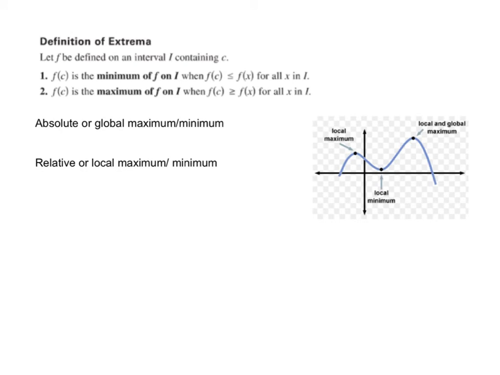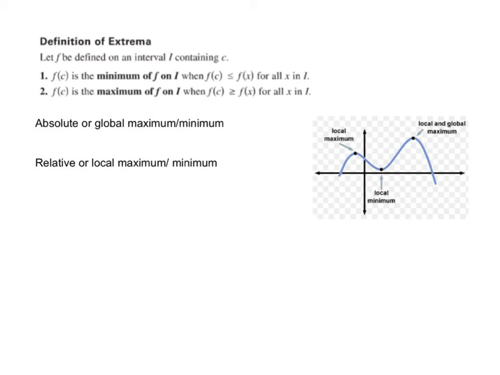Okay, so I mentioned this in the introduction, but the definition of extrema is that they are the maximums and minimums over an interval in a function. Now that interval could be the entire domain, or it could be a closed interval, or it could be an open interval. And so what we have here, we have absolute or globals.